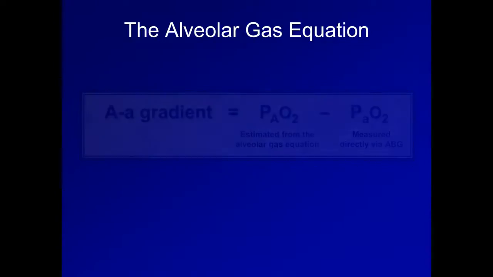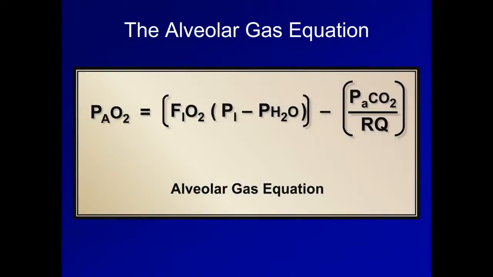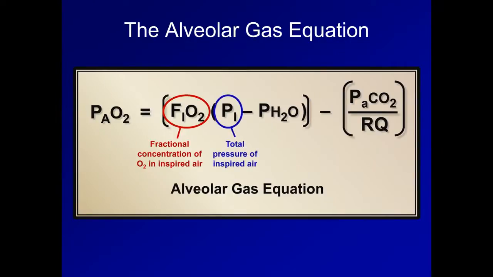To remind you, here is the alveolar gas equation. What do these unfamiliar variables represent? FiO2 is the fractional concentration of oxygen in inspired air. Pi is the total barometric pressure of inspired air. And pH2O is the partial pressure of water in the alveoli.